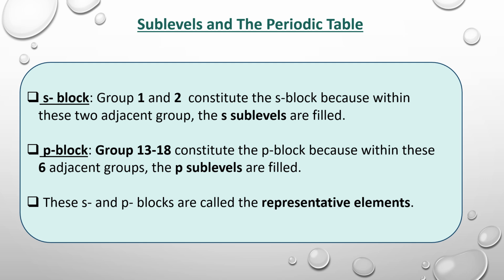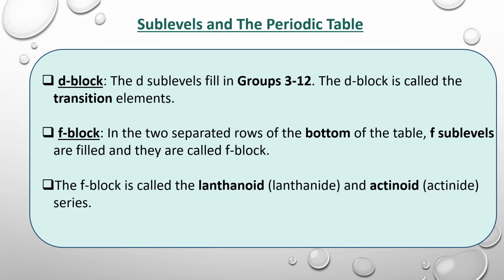Sublevels and the periodic table. S block. Groups 1 and 2 constitute the S block because within these two adjacent groups, the S sublevels are filled. P block. Groups 13 to 18 constitute the P block because within these 6 adjacent groups, the P sublevels are filled. These S and P blocks are called the representative elements. D block. The D sublevels fill in groups 3 to 12. The D block is called the transition elements. F block. In the two separated rows at the bottom of the table, F sublevels are filled and they are called the F block. The F block is called the lanthanide and actinide series.